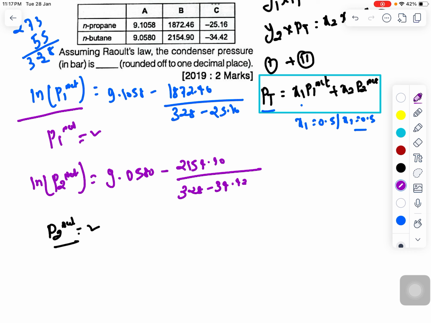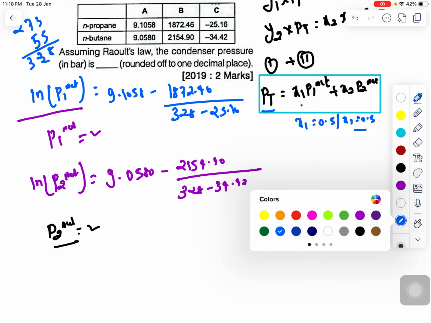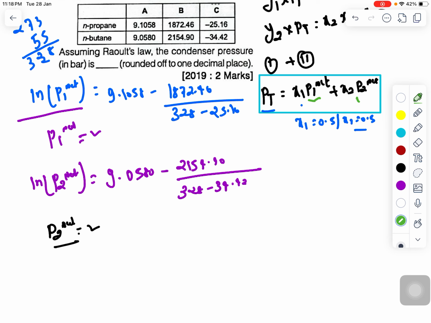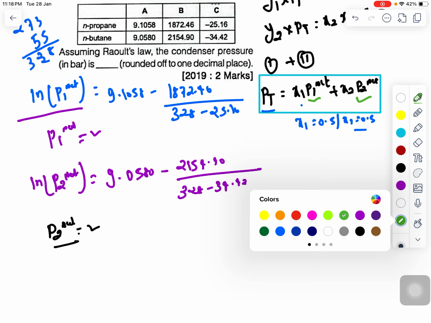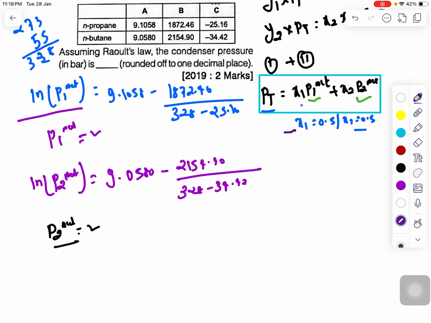Once you have calculated the values of P1 sat and P2 sat, then the question is very easy now. You have all of this data in your hand, and you can solve this problem by substituting the values of P1 sat and P2 sat here. That's it. I hope this is clear to all of you.